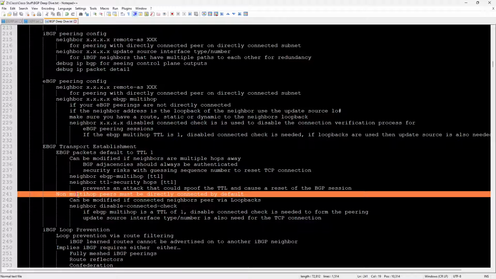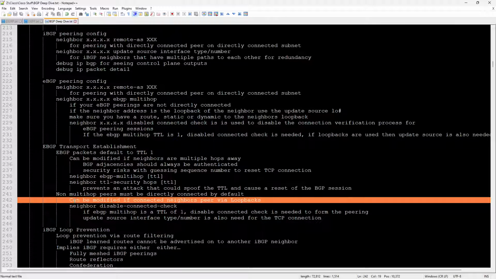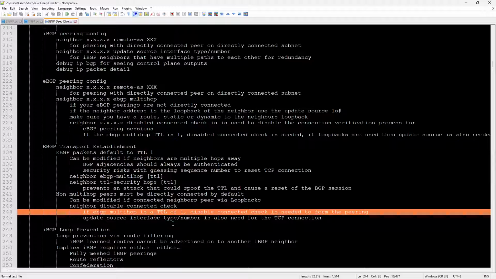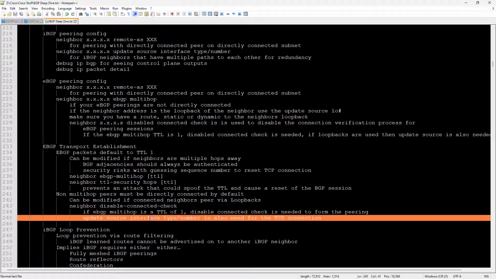Non-multi-hop peers must be directly connected by default. It can be modified with peering via loopbacks. Neighbor disable-connected-check: if the eBGP multi-hop is a TTL of 1, disable-connected-check is needed to form the peering. Update-source interface type and number is also needed for the TCP connection.